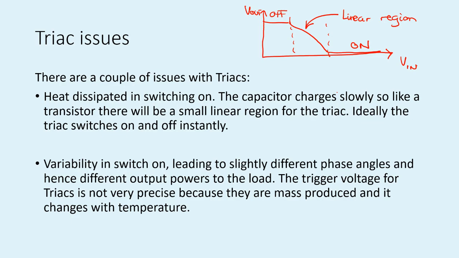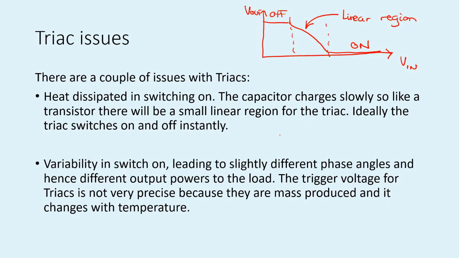Now, because the capacitor charges slowly, we can take some time to pass through the linear region of the triac. Now, triacs don't have a massive issue with this. It's not a very big linear region, but it is something we would try and avoid ideally. So ideally, we would want to go from off to on instantly without any crossing through a linear region.